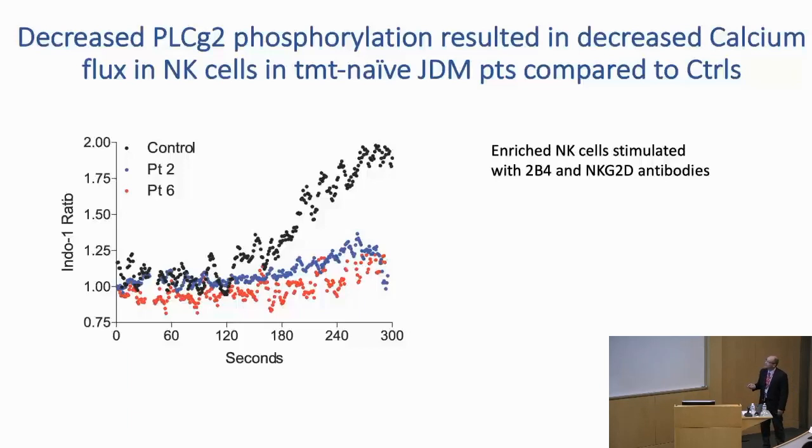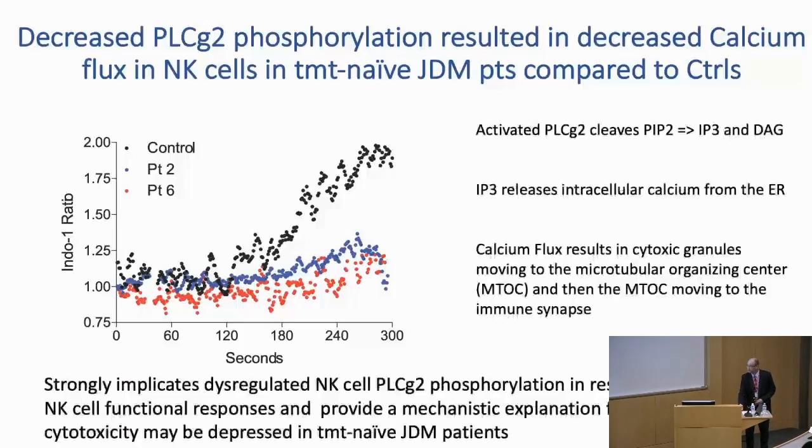On the left side, here's calcium flux in a control, and here's calcium flux in 2 of our treatment-naive JDM patients. So this strongly implicates dysregulated NK cell PLC gamma 2 phosphorylation, resulting in decreased NK cell functional responses, and provides a mechanistic explanation for why NK cell cytotoxicity may be depressed in treatment-naive dermatomyositis patients.